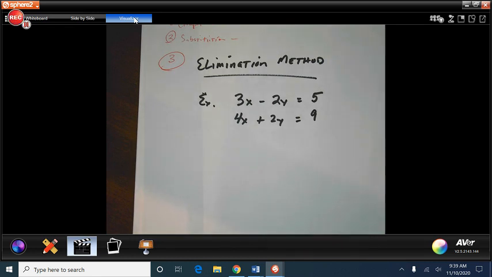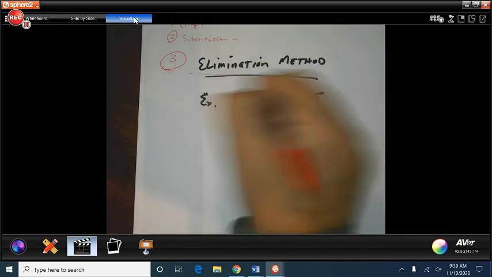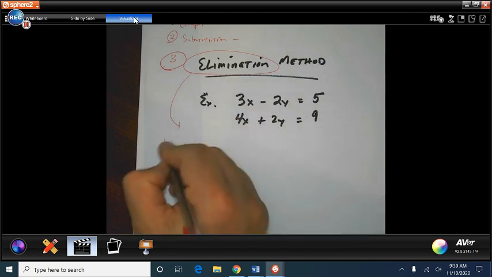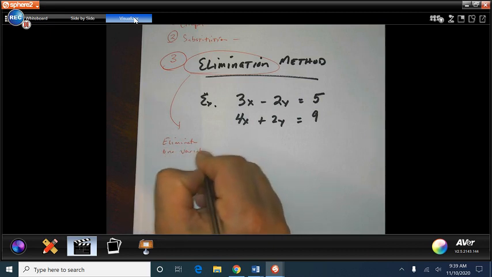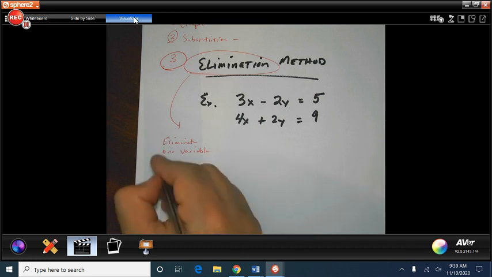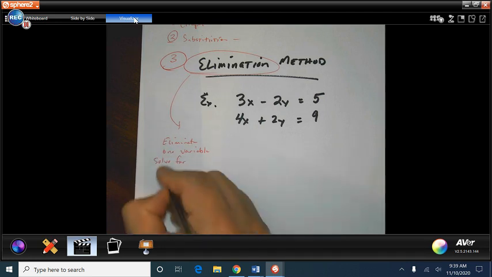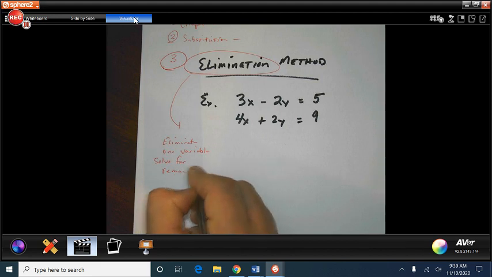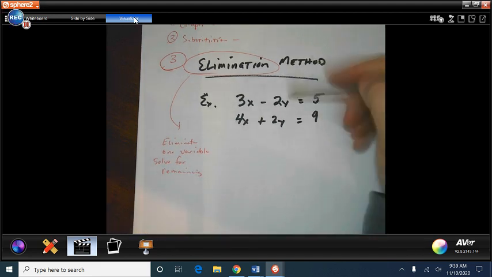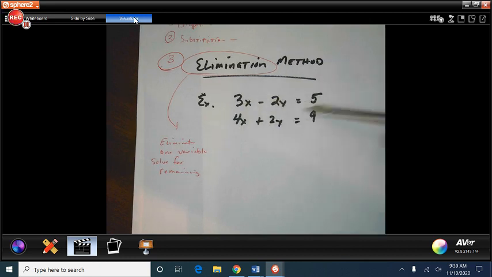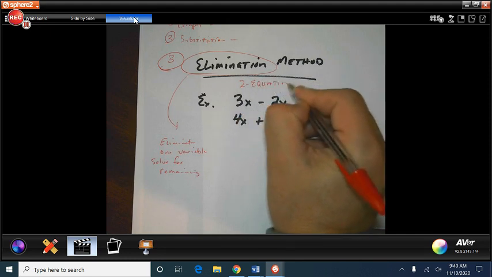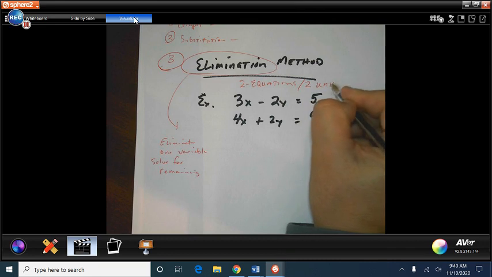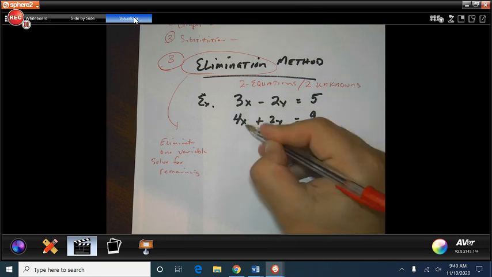If I get going too fast, remember you can always just hit pause and write everything down. So the elimination method, you basically follow the name. We're going to eliminate one variable and solve for the other one, the remaining variable. And then it's just kind of like using like terms. Notice how I've written the system: two equations with two variables, two unknowns, x and y.